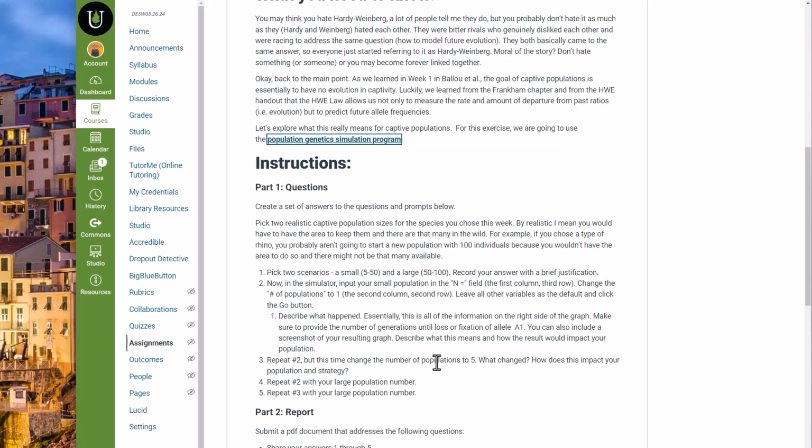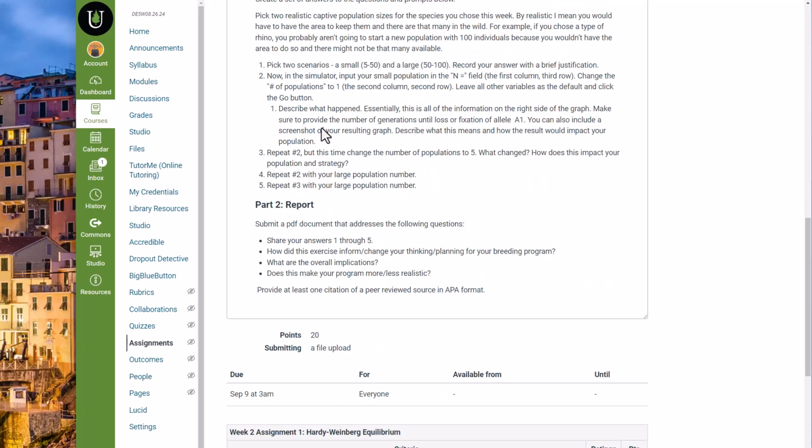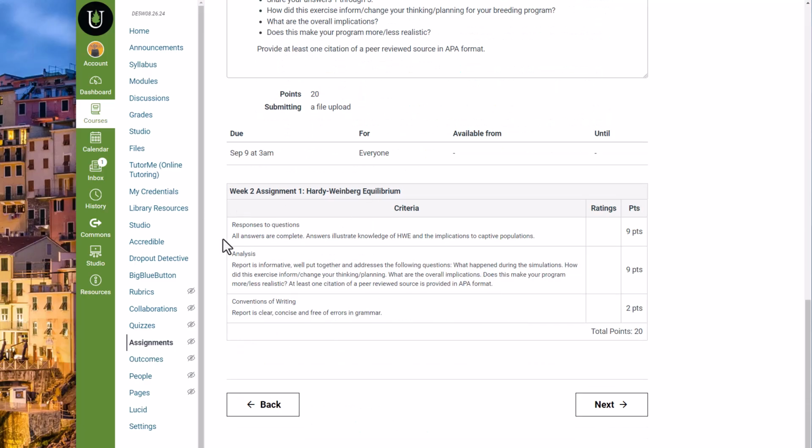Then they're going to ask you to do it for 5, compare that with what happened when you only ran 1, what's the difference, and then do the same thing for populations with larger numbers. In your final report, in addition to sharing your answers from 1 through 5 up here, make sure you also address these questions. So how might this information you just got from running this simulation impact your thinking about your own population? Make sure you take a look at the grading rubric for all assignments, and this is here below.